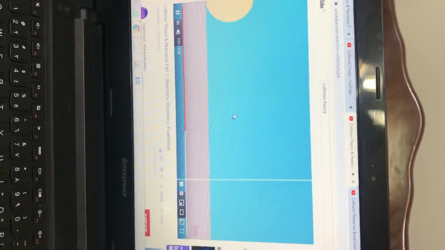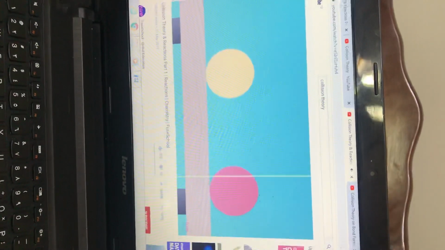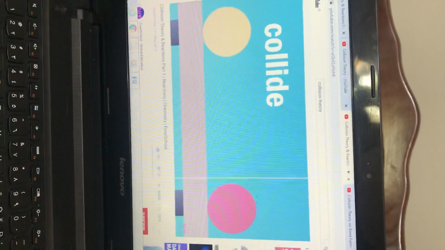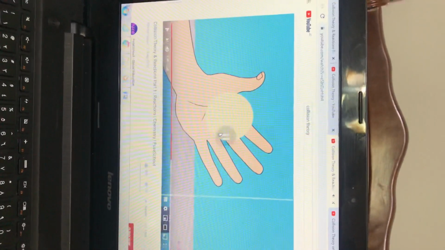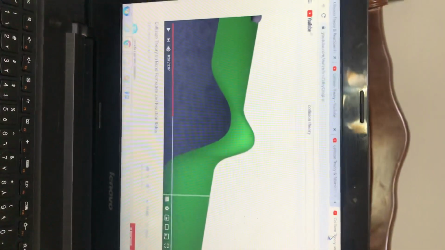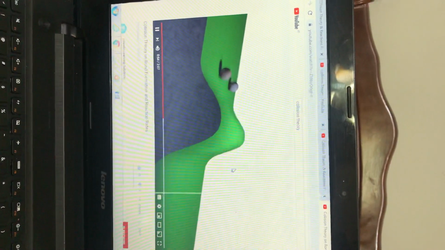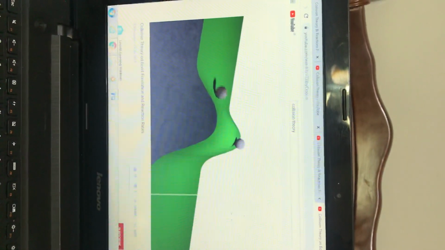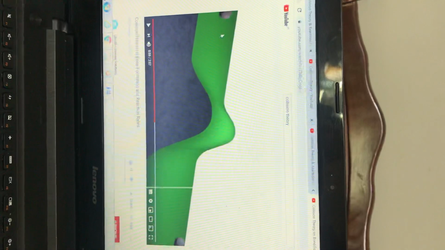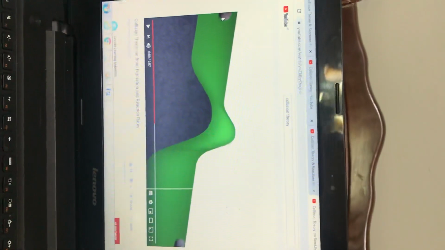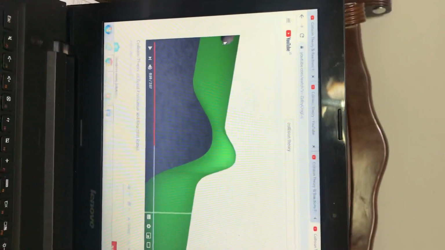Slowly roll the ball of yellow plasticine towards the ball of red plasticine, and they will collide. If they gently collide, no reaction occurs. To understand the meaning of activation energy: activation energy is the energy needed for a reaction to occur. Here, this ball has enough energy, so a reaction occurs, and this ball or particles have not enough energy, so a reaction does not occur.